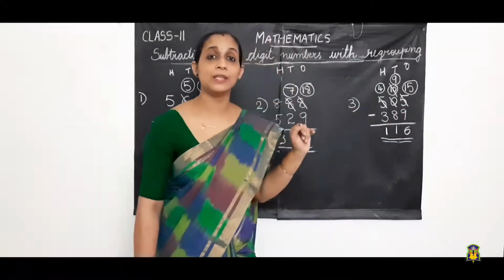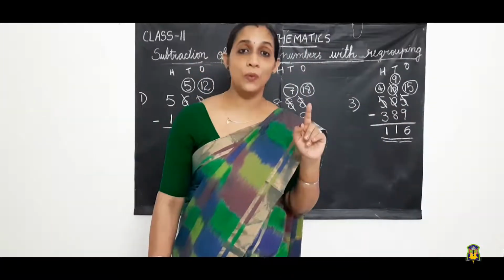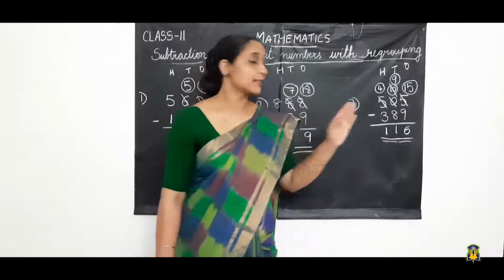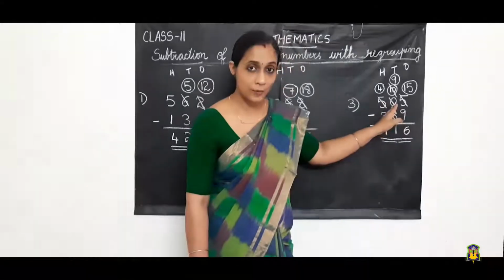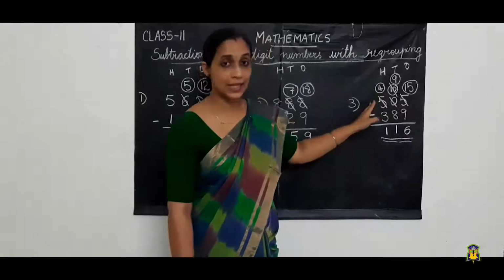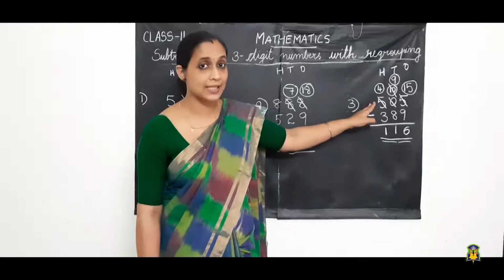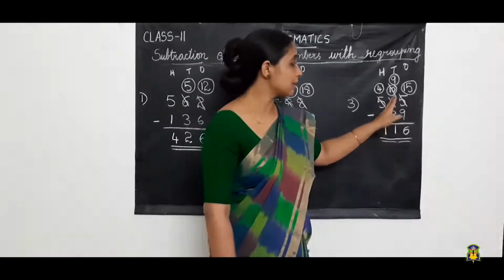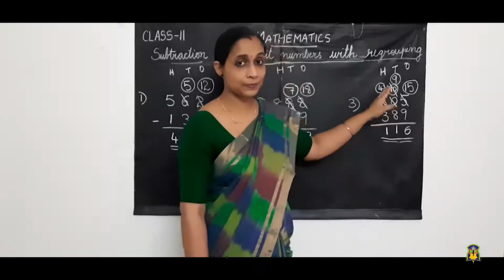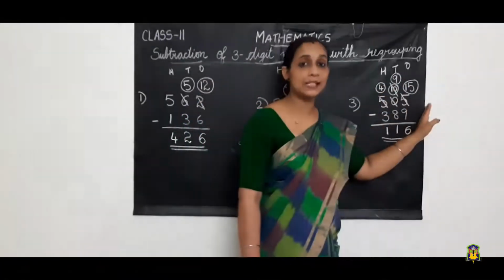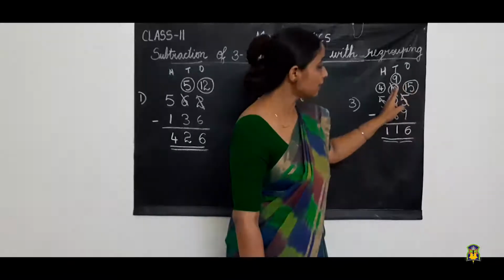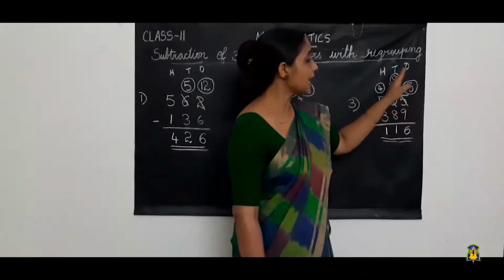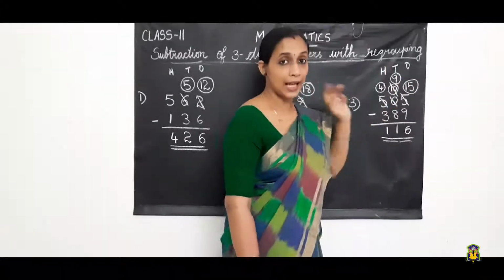So borrowing from 0 is not possible. So what we have to do? We have to move to the next place. Okay, borrowing from 0 is not possible. So we move to the next place, that is hundreds place. We borrowed from 100 first. Okay, so the 0 became 10. Then we have to give 1 to ones place. So from this 10 we gave 1 to 5 and 5 became 15 and this 10 became 9.